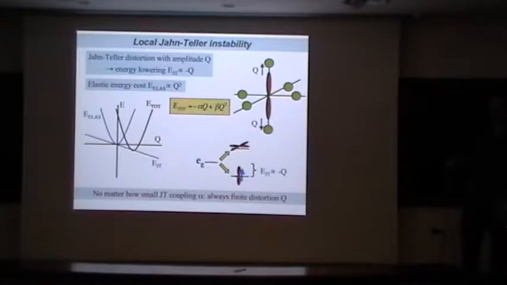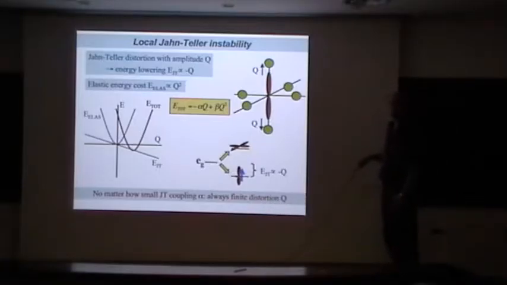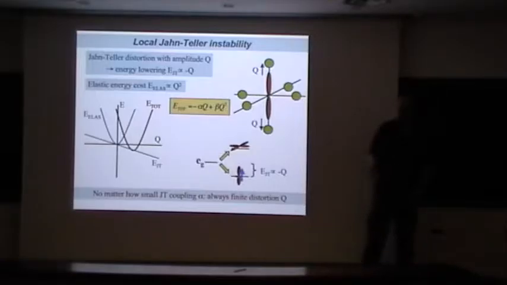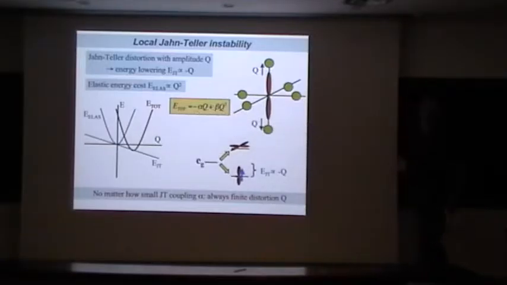Now, a question about the plot. When Q equals 0, the E total equals 0. So the red line should go through 0. Yep, you're right. It's a schematic picture. But you get the drift, right? Also without that picture, you're right.